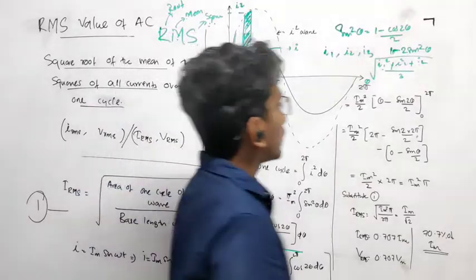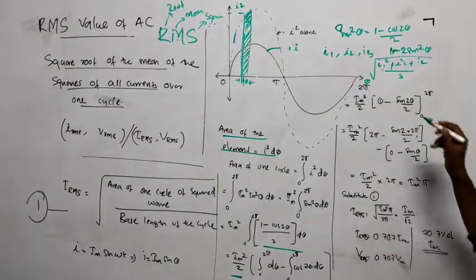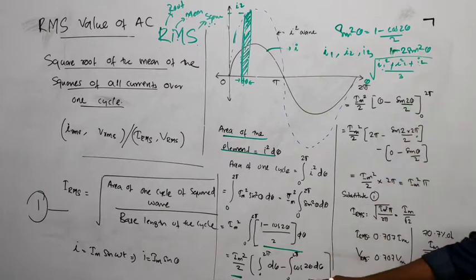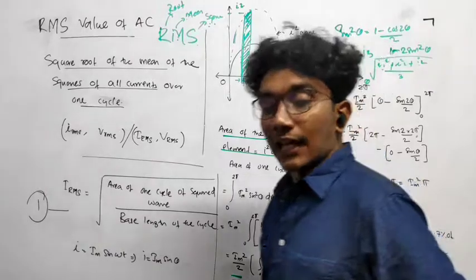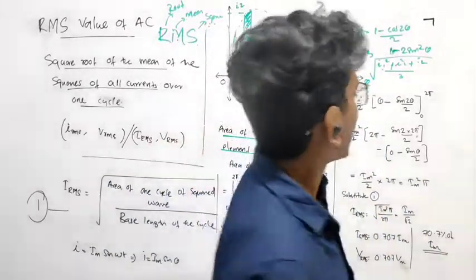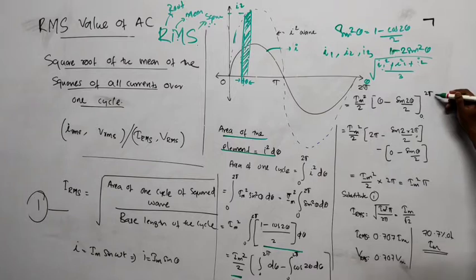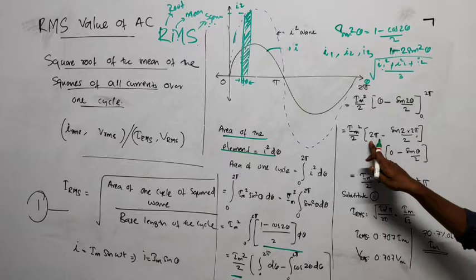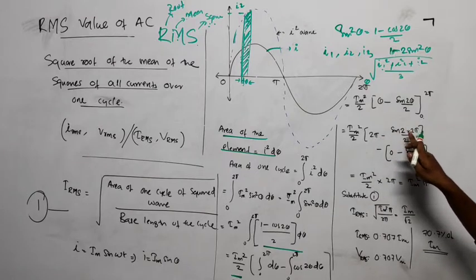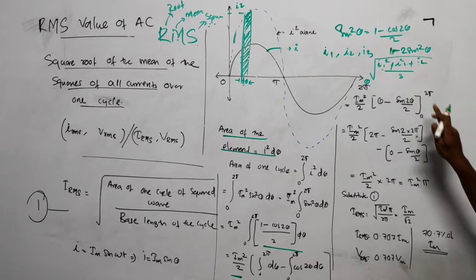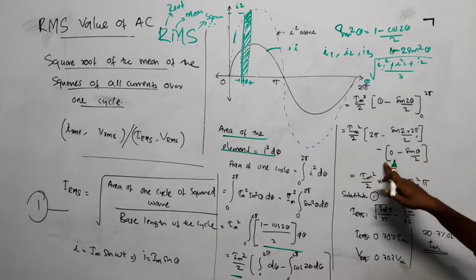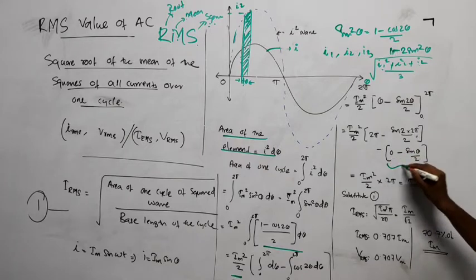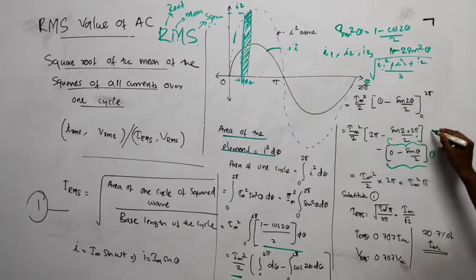Now look at this: Im square divided by 2 into what after integration? Integral d theta minus integral cos 2 theta, which is sin 2 theta divided by 2, integral 0 to 2 pi. Okay, apply the limits. So Im square divided by 2 into 2 pi minus sin 2 into 2 pi divided by 2, minus sin 0 by 2. This entire term will be 0.